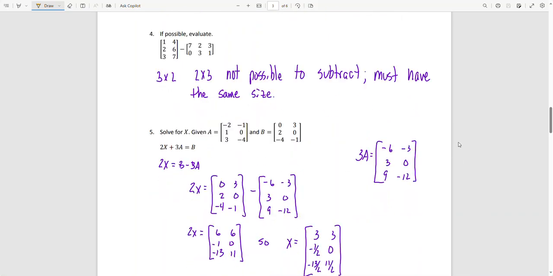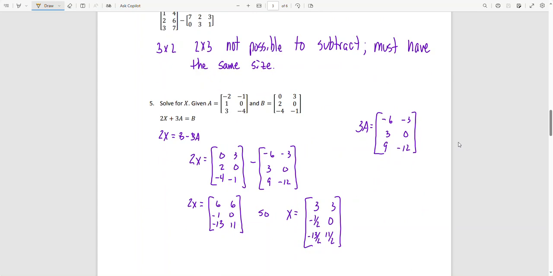Now, we talked about how we have coefficient matrices and solution matrices and augmented matrices. Here's how we could use that a little bit. We could solve for x. All right, given A and B, two 3x2 matrices, we have an equation here, a matrix equation. 2x plus 3a equals b. Well, I'm going to subtract 3a from both sides. So 2x is b minus 3 times a. So I multiplied everything in a by 3.